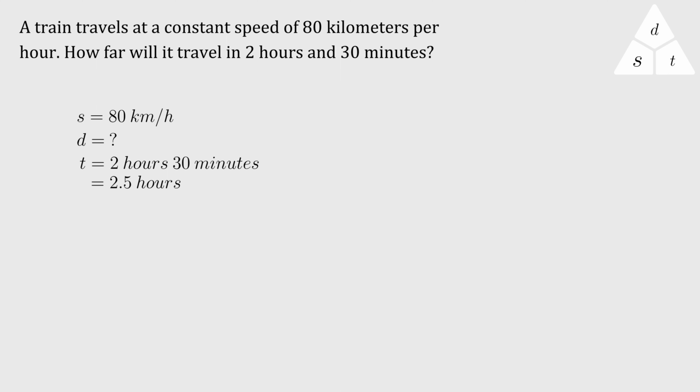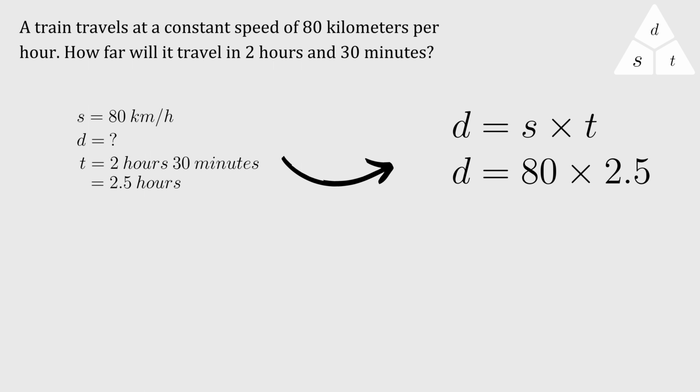Since you want to find the distance, close the D in the triangle, and then you see that distance is speed multiplied by time. Plug your values for speed and time into the equation. 80 times 2.5 is 200, and thus your distance traveled is 200 kilometers.